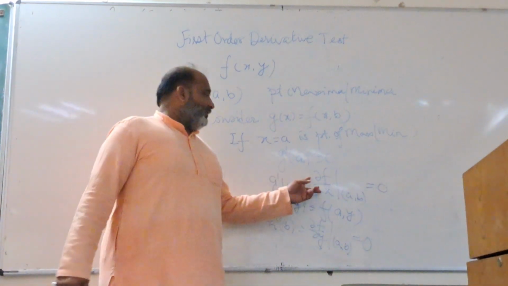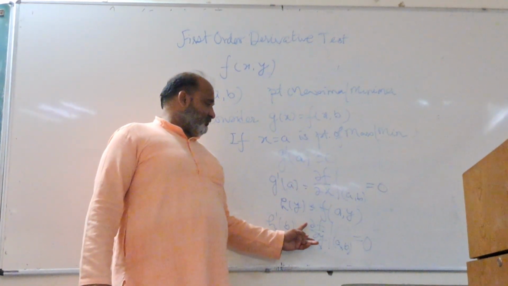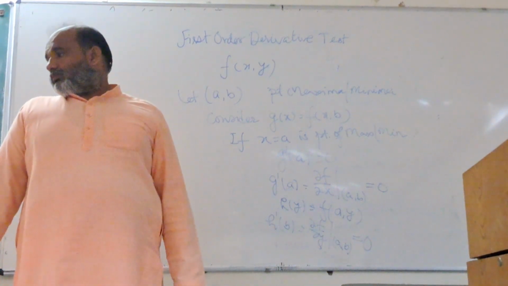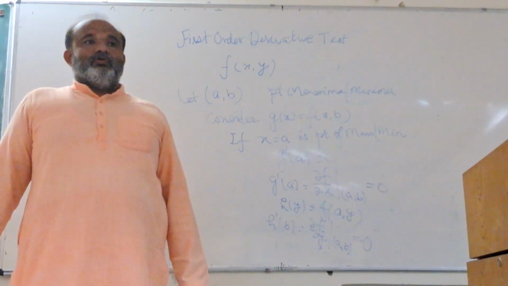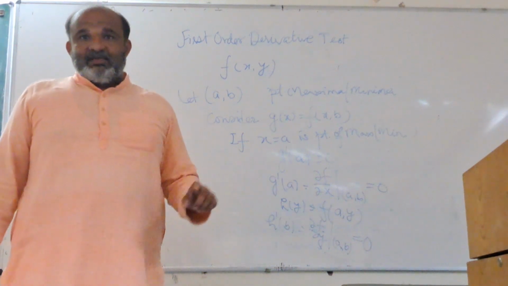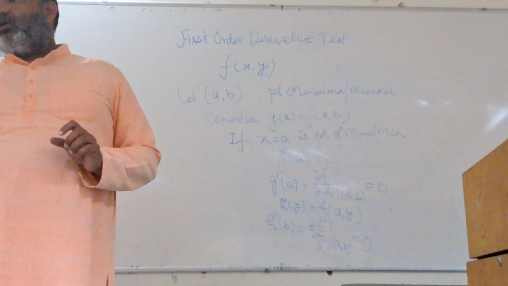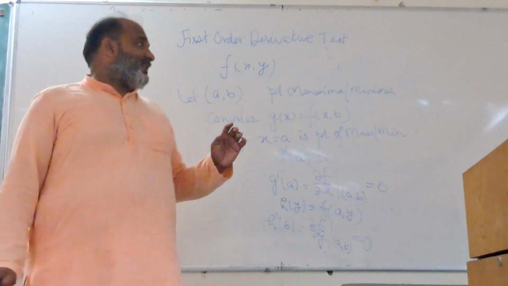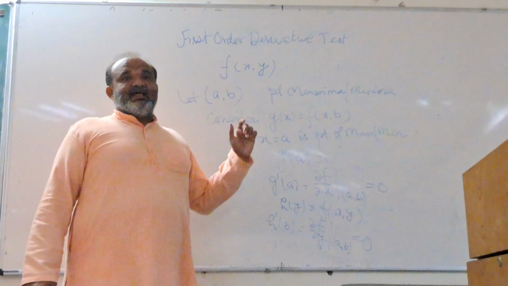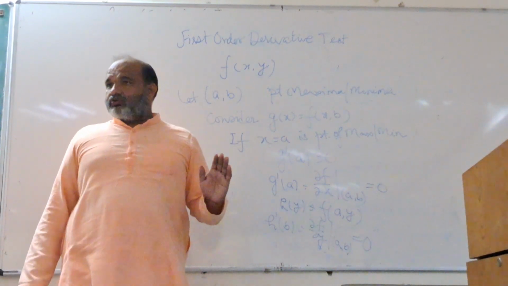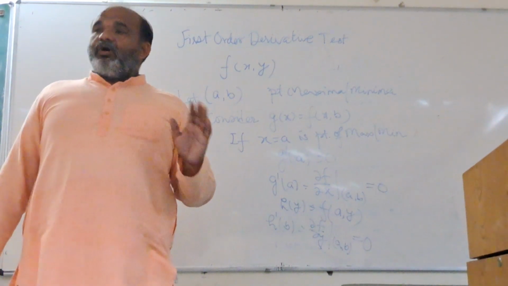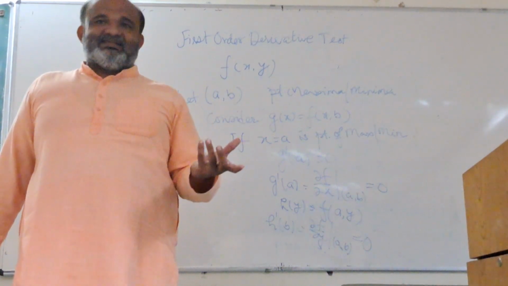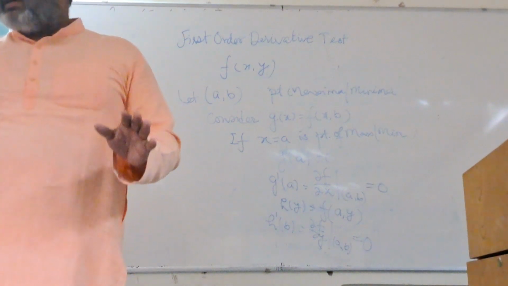So in this way, del f over del x is equal to 0 and del f over del y is equal to 0 at the point (a, b). Is it okay? So this is the first order derivative test. If I need to find the points of maxima or minima, then I may solve these equations, del f over del x equal to 0 and del f over del y equal to 0, and I shall get the points over which maxima or minima or something else may exist.